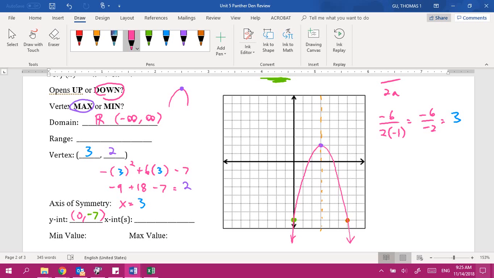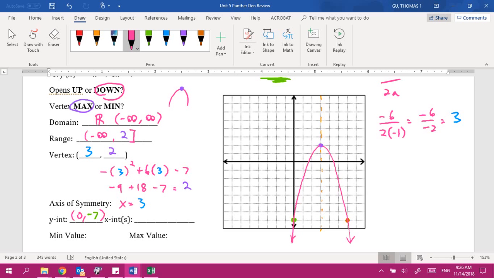Okay, so let's get the range though. What is the range of this graph? Negative infinity, because the lowest point, it goes down forever. That's negative infinity to the highest point, which is right here at the vertex, which is 2. And we need a bracket around the 2 because it actually touches that point.